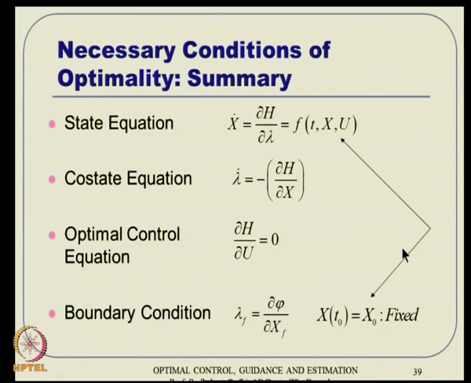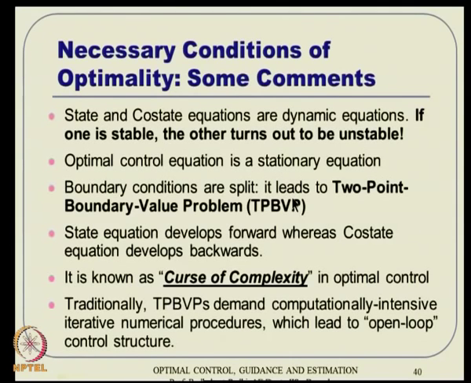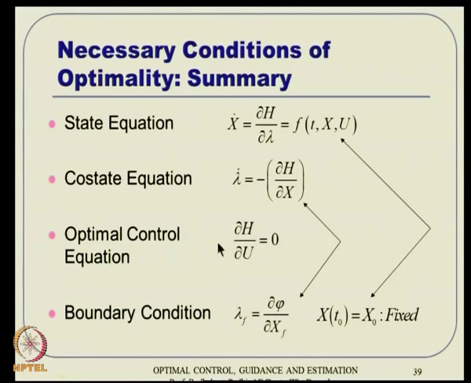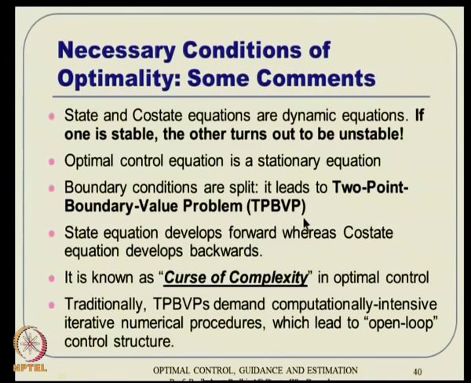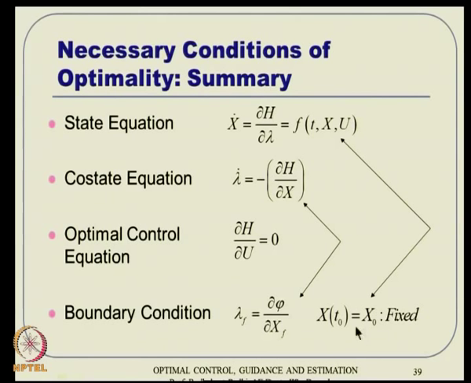So far so good, but also observe that the state equation develops forward, and since there is a final boundary condition on the co-state, the co-state equation develops backward. These led to many observations. The state and co-state equations are dynamic equations, and unfortunately if one is stable, the other is unstable. Whereas the optimal control equation is a stationary equation, meaning just an algebraic set of equations. And the more critical observation is that the boundary conditions are split.